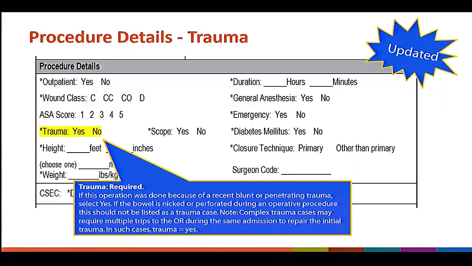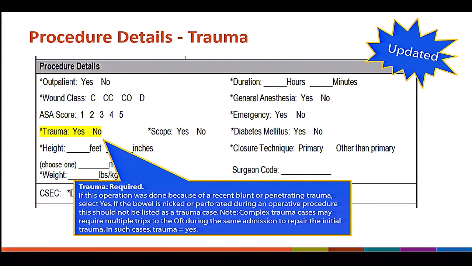Trauma is another required field on the denominator procedure form. So an example of a procedure that meets for trauma equals yes is if a patient falls down the stairs and fractures the hip and then goes to the OR to repair that fracture. This would be considered immediate trauma, and trauma would be selected as yes on your denominator field.